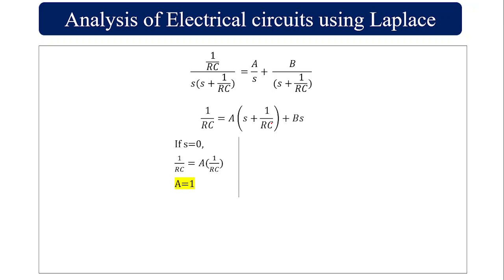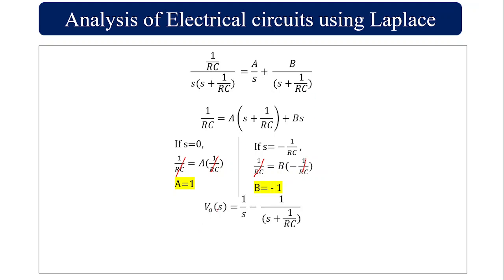Next, I am going to find the values of A and B. If I substitute S as 0, 1 divided by RC is equal to A into 0 plus 1 by RC, and the B term becomes 0. So 1 by RC and 1 by RC cancel with each other, and the A value is going to be 1. If I substitute S as minus 1 by RC, 1 by RC is equal to, the A term becomes 0, so B into minus 1 by RC. Now 1 by RC and 1 by RC cancel with each other. So B is equal to minus 1. Now I found the values of A and B as 1 and minus 1.